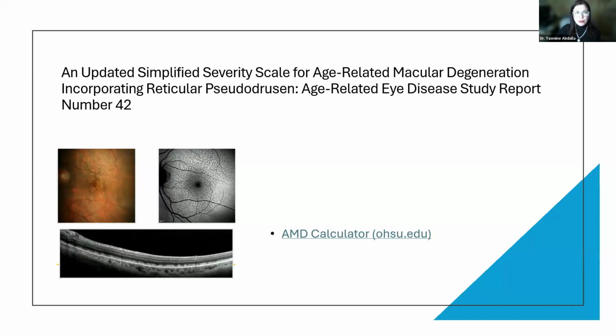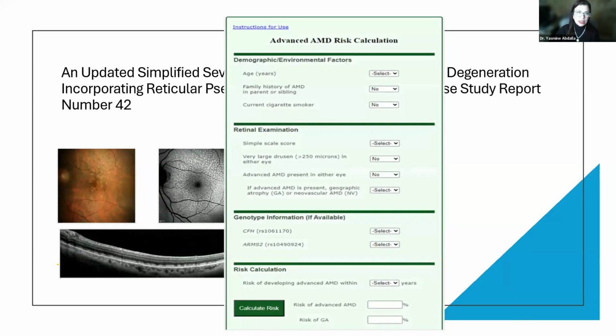So the simplified severity scale in report number 18 needed an update. In this AREDS group, report number 42 has incorporated reticular pseudodrusen. That was published, I think, late 24, if I'm correct. And they came up with this very handy AMD calculator. The link is in the slide. However, not to get in and out of the slide, I'll put a picture here. When you go online, it's free. Anyone can access it. You could put in your patient's demographic details, retinal exam. Obviously, if you're in a big center and you know the gene, that could be helpful. And then risk calculation. You don't have to fill everything, but obviously the more you fill, the more accurate your risk calculator would be.